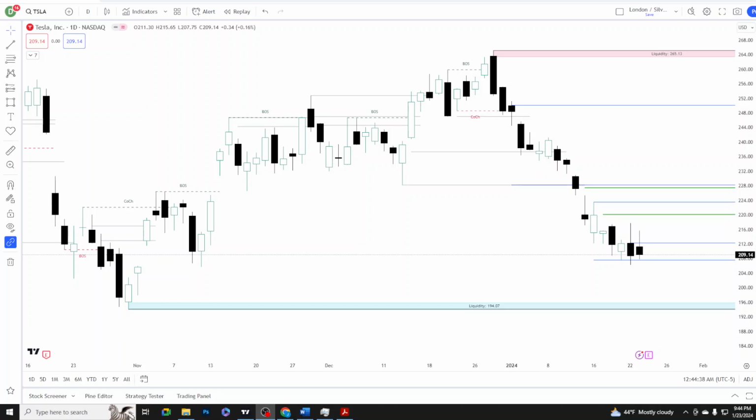Today we're going to be taking a look at Tesla's daily chart. We're going to look at where price came from, where price ended today, and where price is likely to head tomorrow.